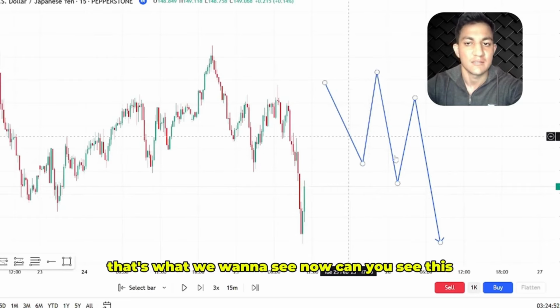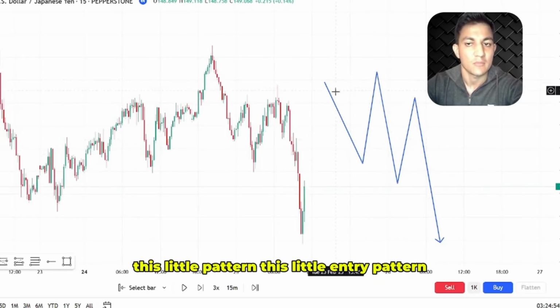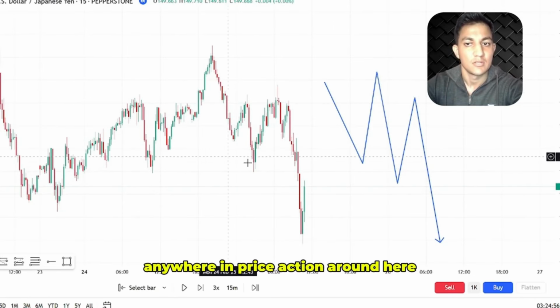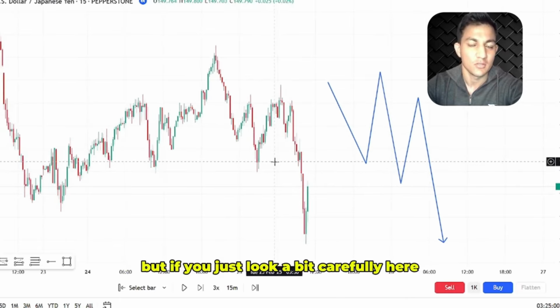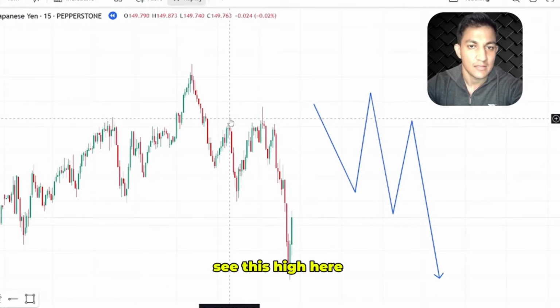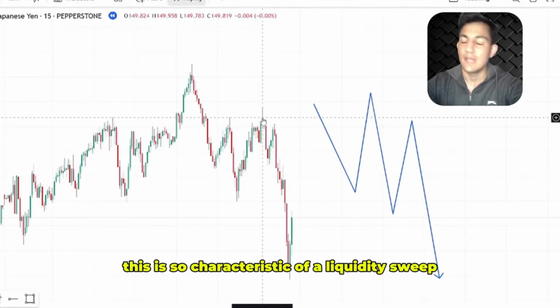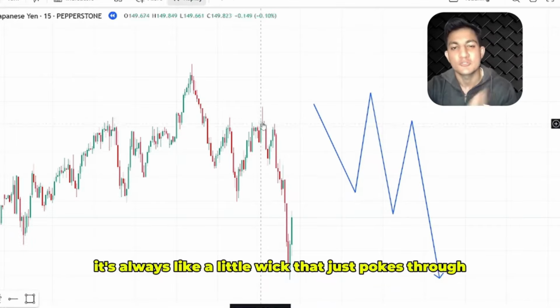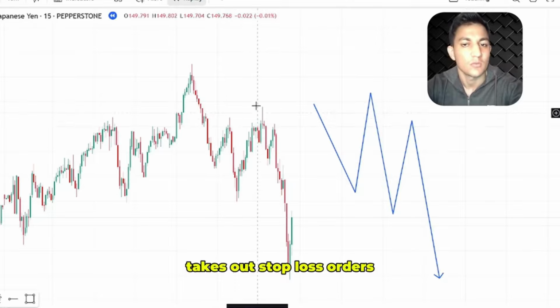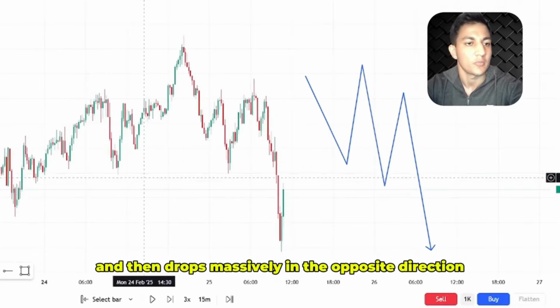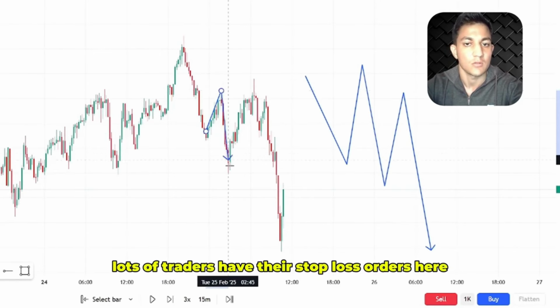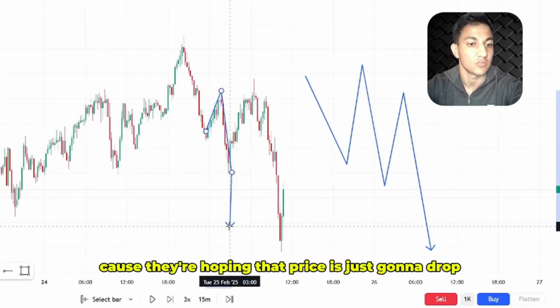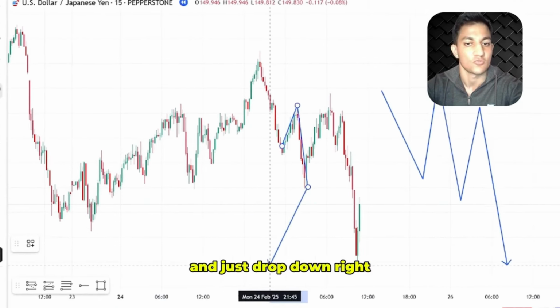Now, can you see this little entry pattern anywhere in price action around here? Right now I'm literally marking it out for you, but if you just look a bit carefully, see this high here, you see this wick. This is so characteristic of a liquidity sweep, right? It's always a little wick that just pokes through, takes out stop loss orders, and then drops massively in the opposite direction. So we've got some old high here. Lots of traders have their stop loss orders here because they're hoping that price is just going to drop and take out this low here.